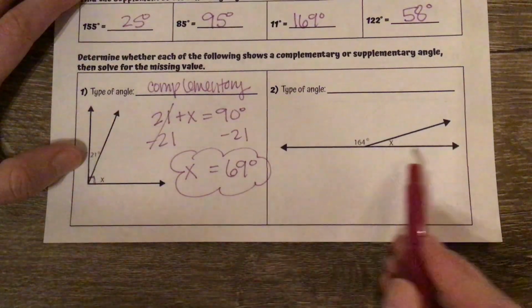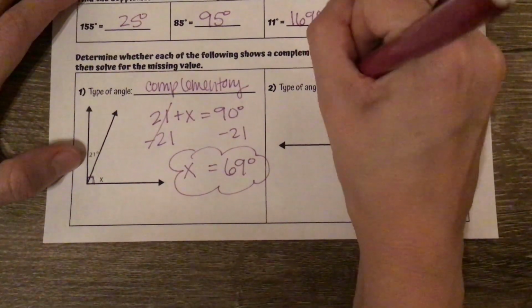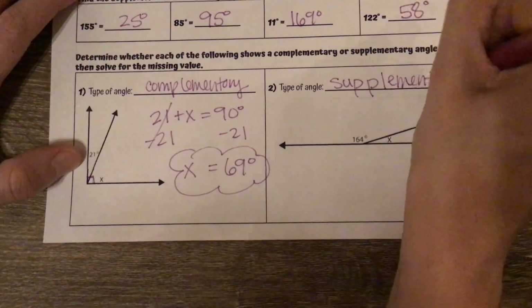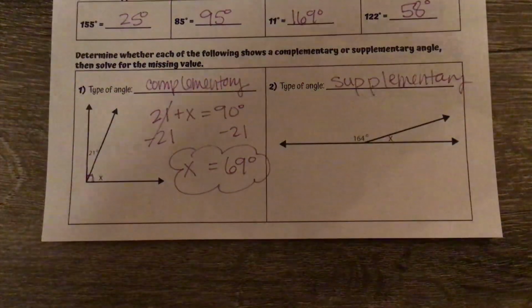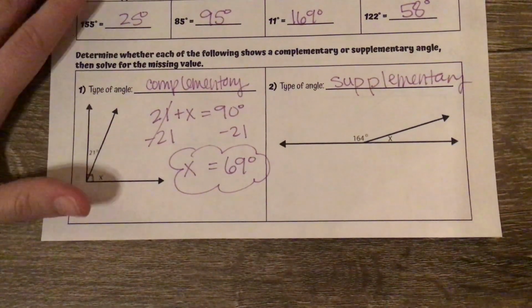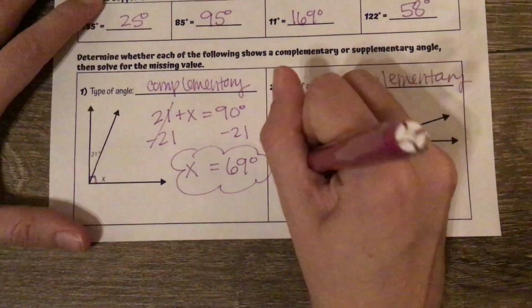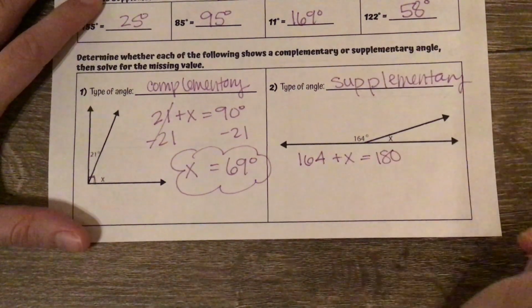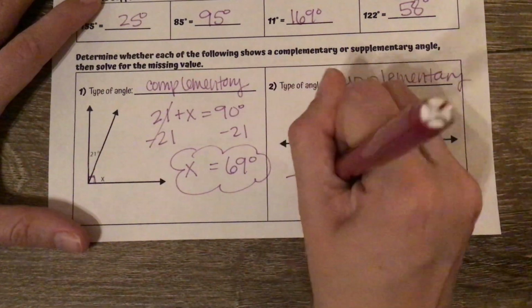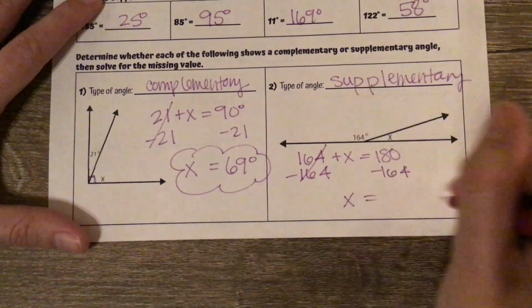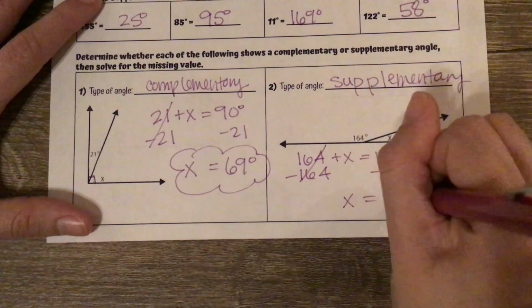Over here, it forms a straight line, so that is supplementary. If you're having trouble remembering the difference between the two and which one's the straight line, supplementary starts with S, straight starts with S. That's how I remember it. So we've got 164 plus x equals 180. Subtract 164, we get x equals 16 degrees.